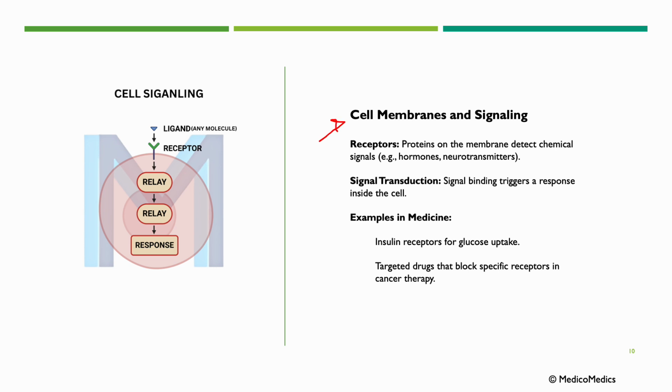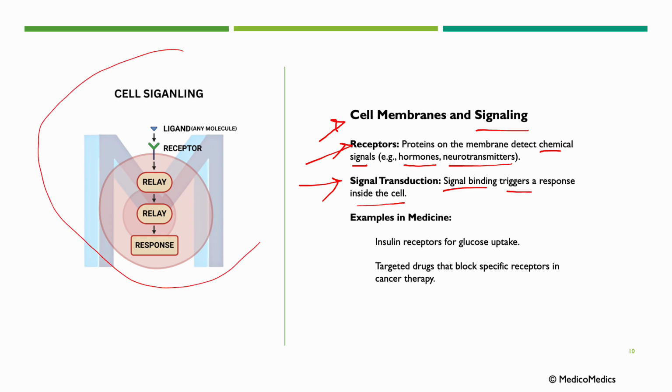Now let's discuss cell membranes and signaling. So we mentioned that there are proteins on the cell membrane, for example, that are receptors, and they are on the membrane detecting chemical signals. So for example, hormones or neurotransmitters. What then occurs is signal transduction. So signal binding triggers a response inside the cell.